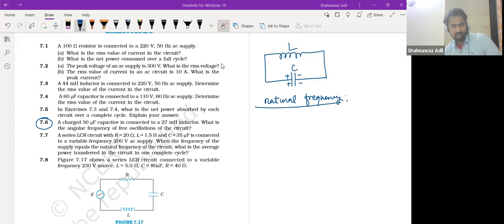So you know that, yeah, this is 27 millihenry, and this is 30 microfarad. So please calculate and tell me what you are getting.